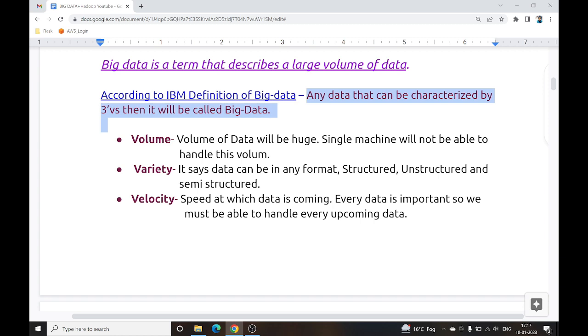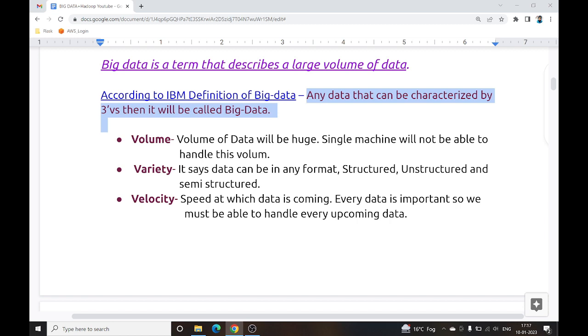But there might be a scenario where there are 1 lakh rows and 1000 columns, and it might be possible your personal machine will not be able to handle or process that data on a single machine. So it seems the volume of data is very huge. If your single machine is not able to handle that volume, the data is big data.